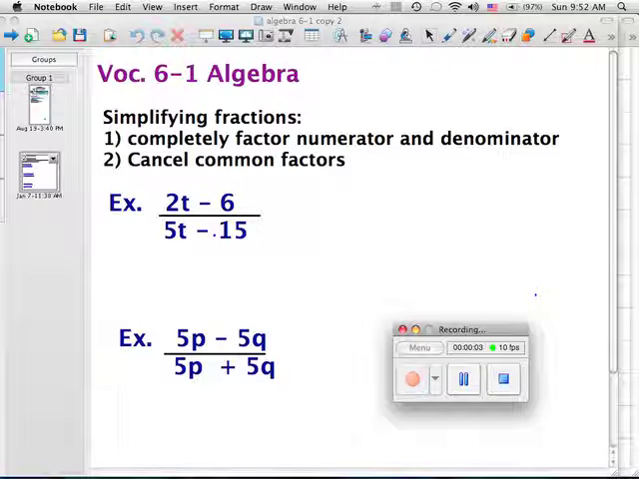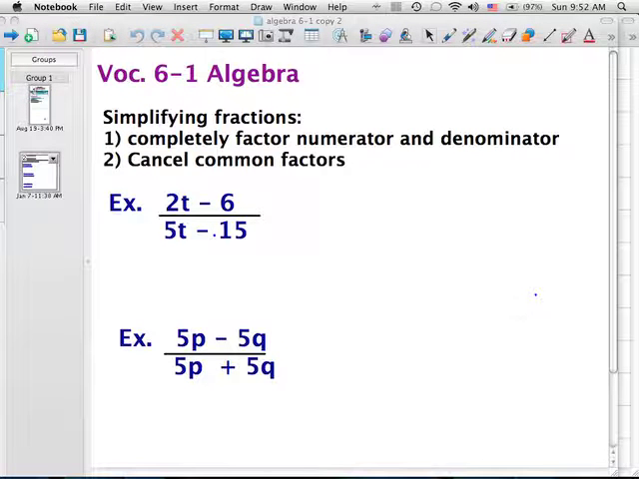We're on chapter 6, section 1. We're going to be simplifying fractions that involve binomials or trinomials. And the steps are, we completely factor the numerator and denominator and then cancel out your common factors.